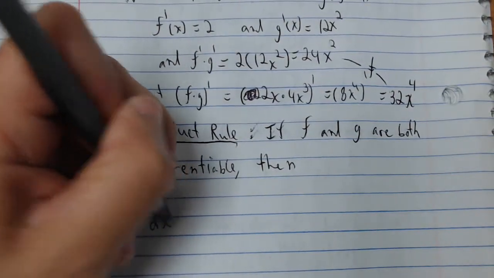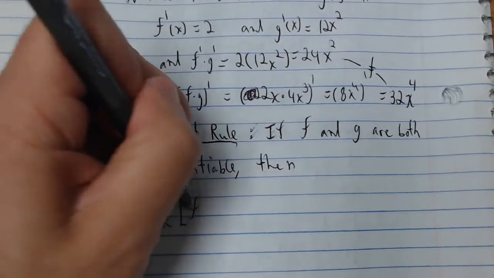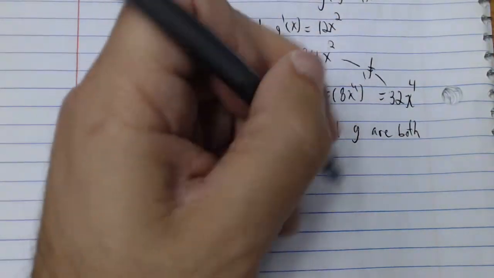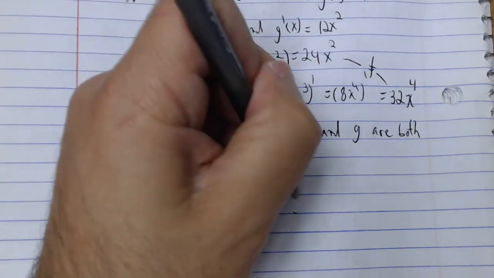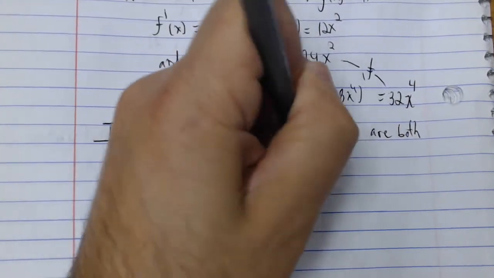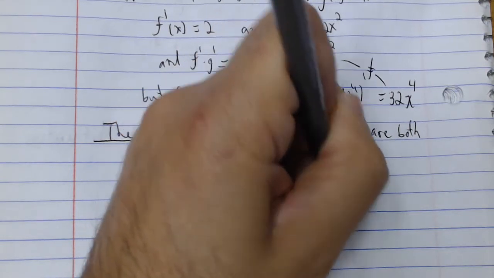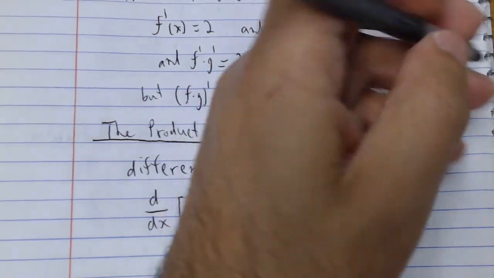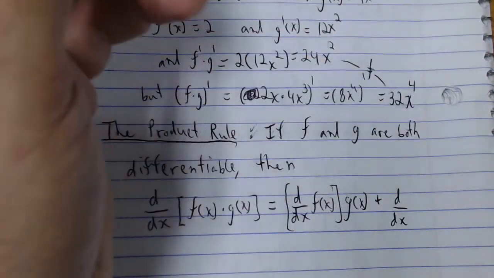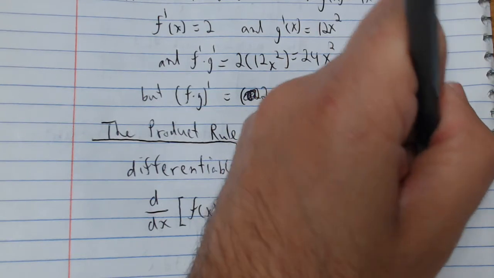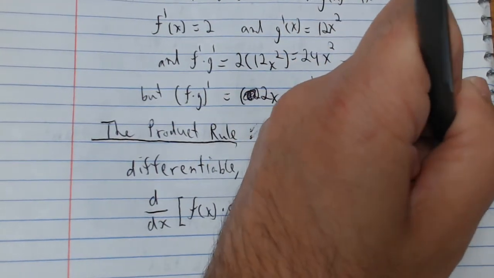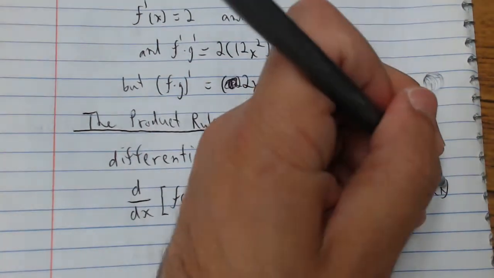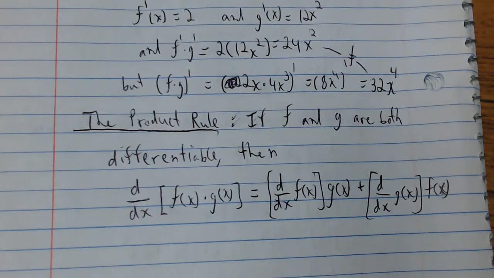the derivative with respect to x of f of x times g of x is equivalent to d/dx of f of x times g of x, plus d/dx of g of x times f of x. If you notice, I always kind of talk myself through these derivatives. That's the easiest way for me to remember.